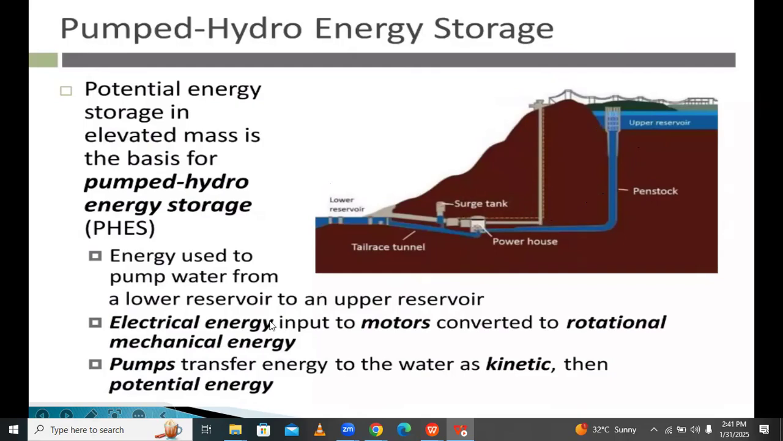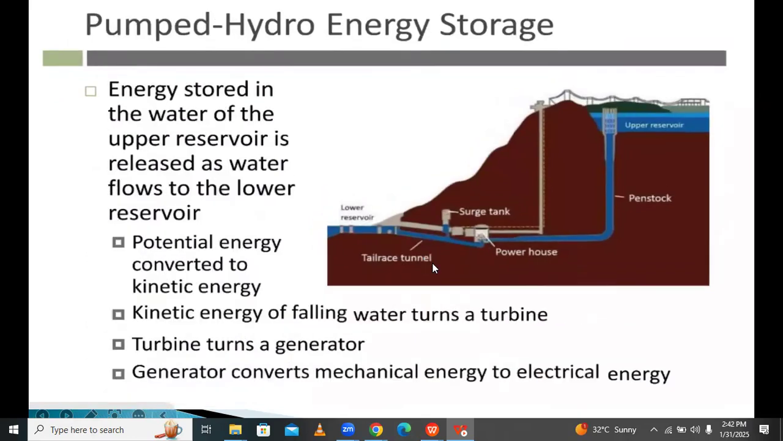That is the concept. Electrical energy is input to the motors and is converted into rotational mechanical energy, which pumps the water, transferring energy to the water as kinetic energy, then potential energy. Like this, pumped hydro storage systems work.